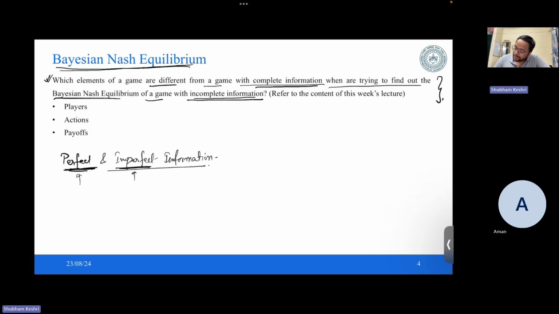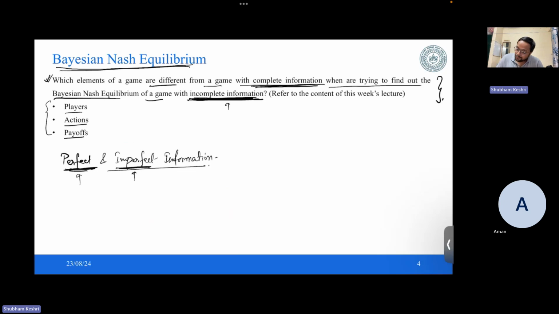But now in this week, we are talking about complete information and incomplete information. All right, if you remember clearly, in complete information, all the players know what the payoffs of each of the players are, what the actions of each of the players are, and who the players are. So those are common knowledge. In incomplete information, some of these features are missing.